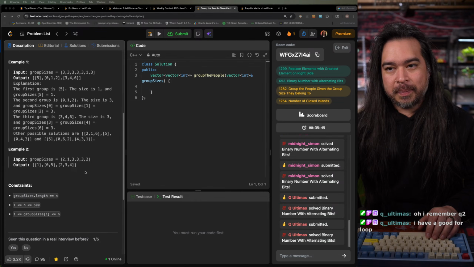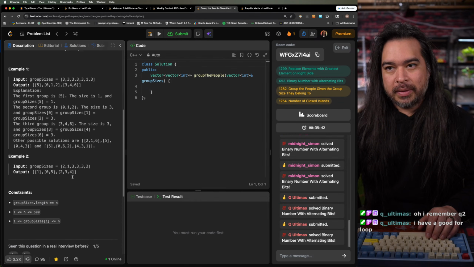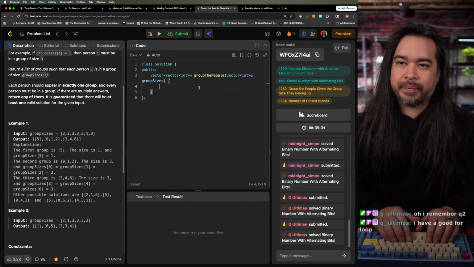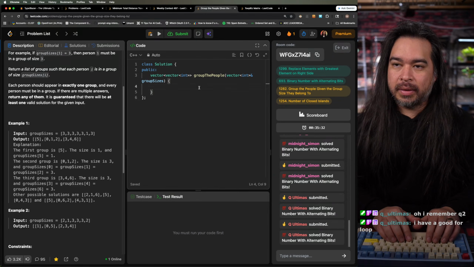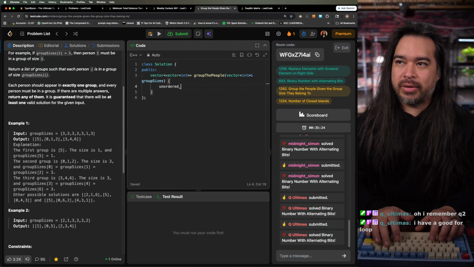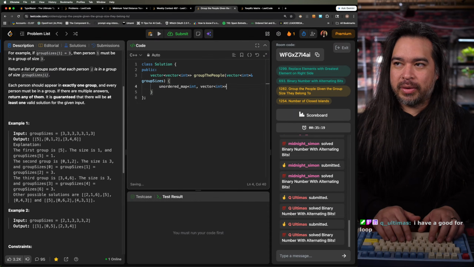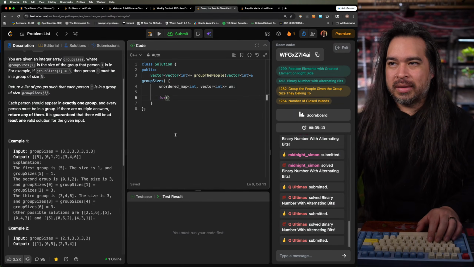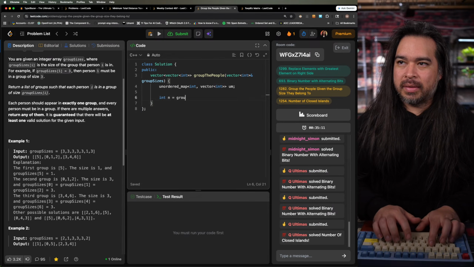How's it gonna be? So we put all these in a group. Alright, here's what I'm gonna do. I'm going to map everybody to a group size, I guess. Wait, does that make sense? I think so.